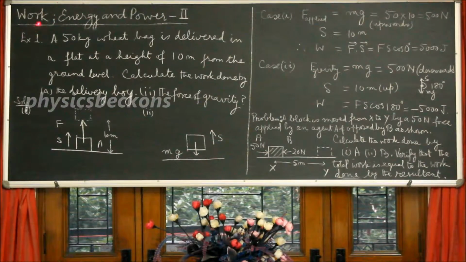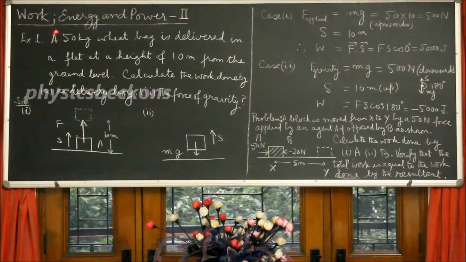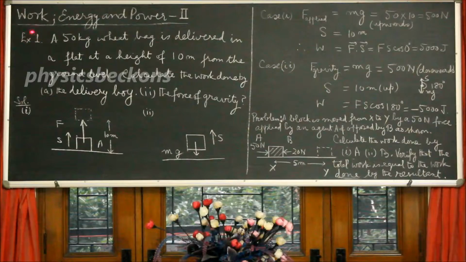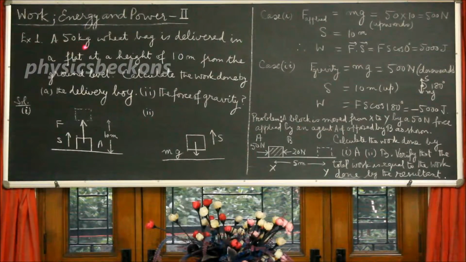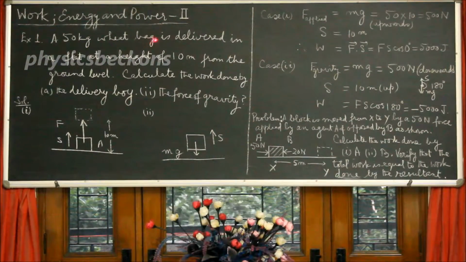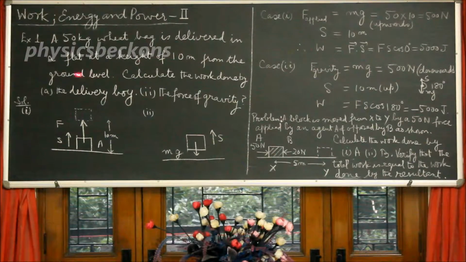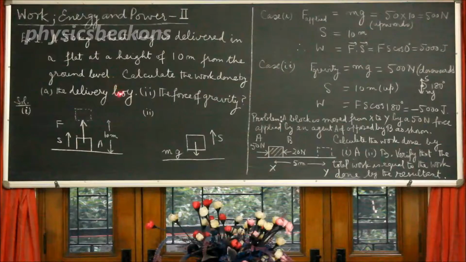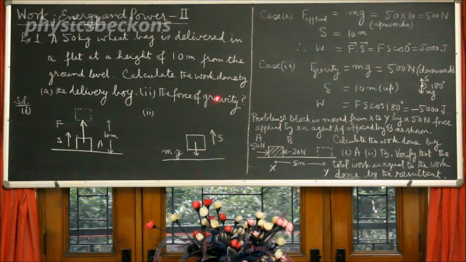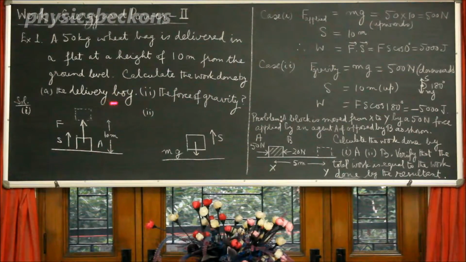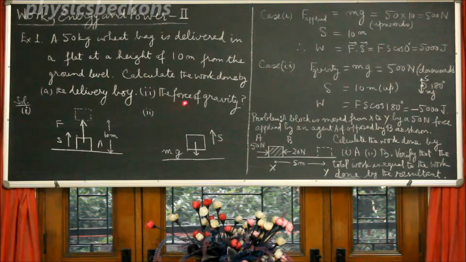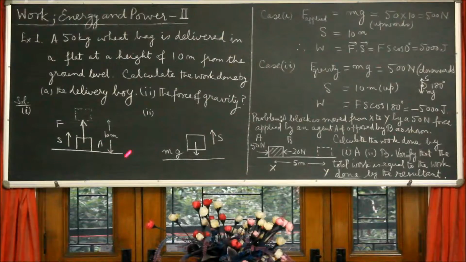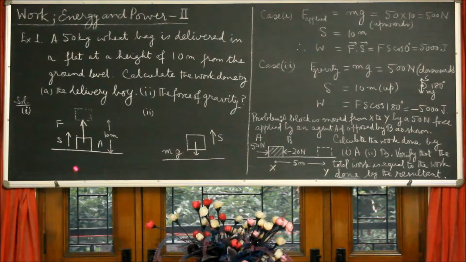To clearly understand the definition of work which we have studied, let's now take some illustrative examples. Example 1. A 50 kg wheat bag is to be delivered in a flat at a height of 10 meter from the ground level. Calculate the work done by the delivery boy and by the force of gravity. The situation is shown in figure 1 and figure 2.